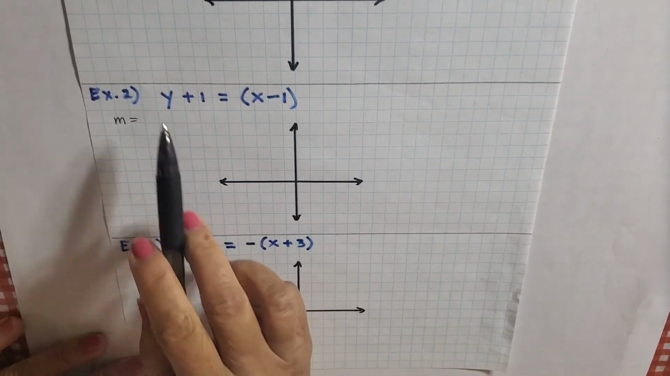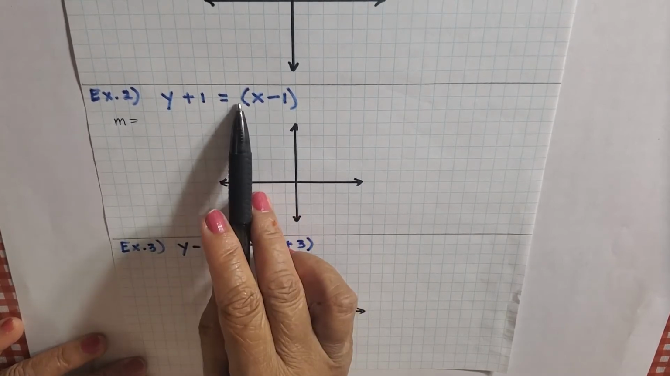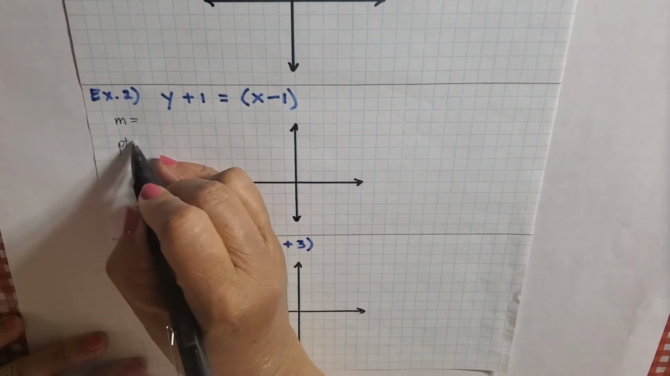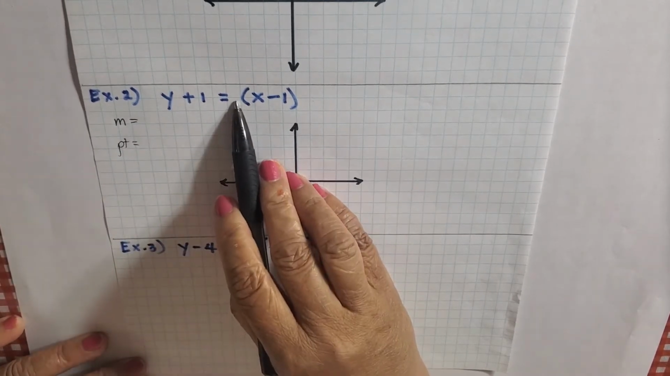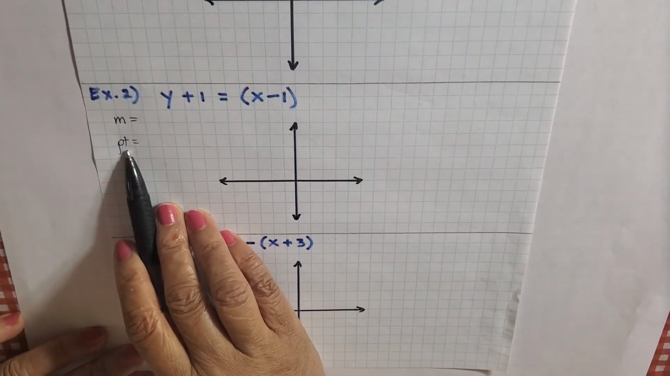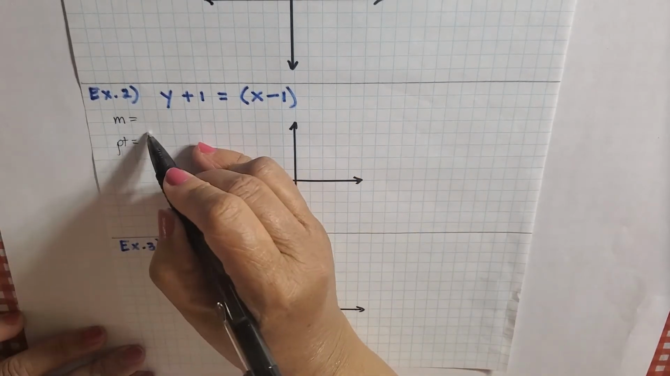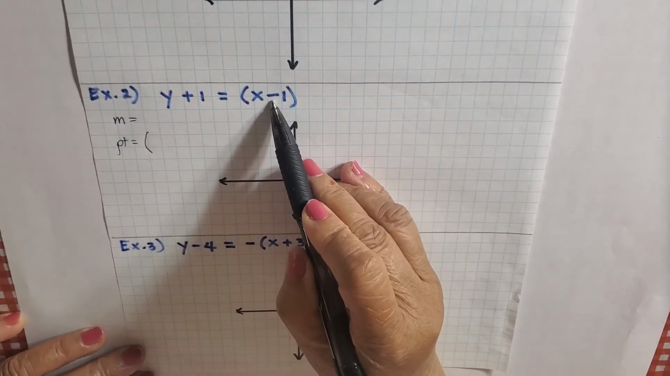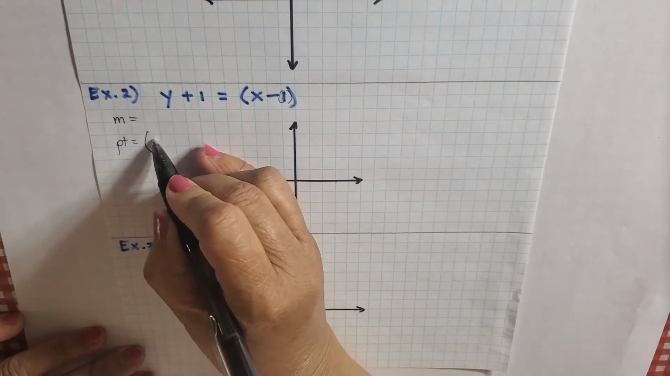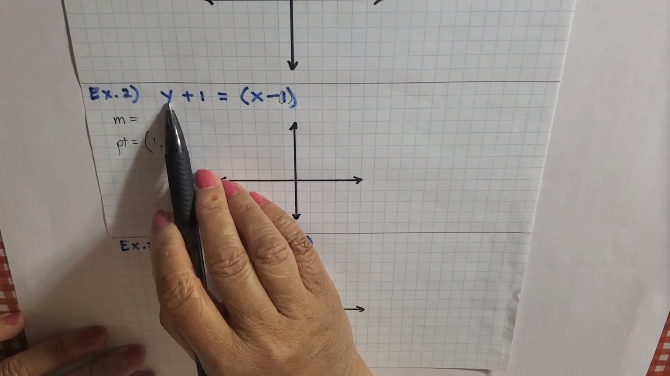This is my equation, y plus 1 equals parenthesis x negative 1. Oops. I know that the point, you know why I said oops? Because I don't see a number here. Let us begin on the point. So, I know that the x coordinate, this is x minus x1. So, x1 is positive 1. Now, the y coordinate is y.